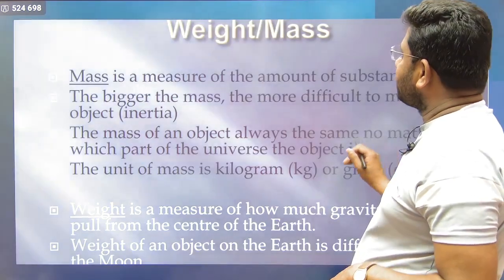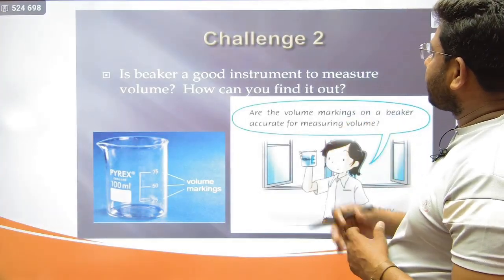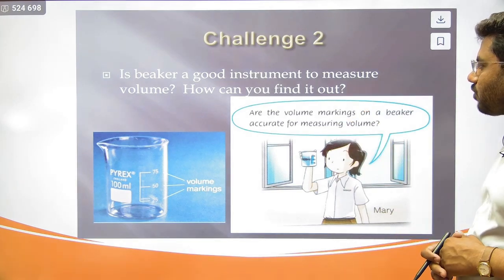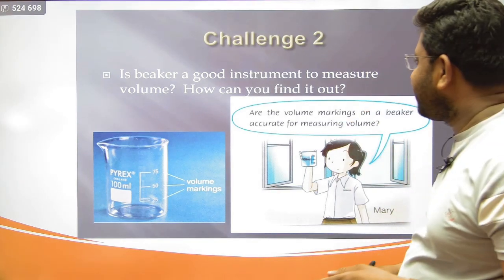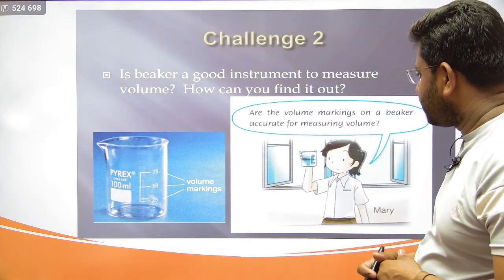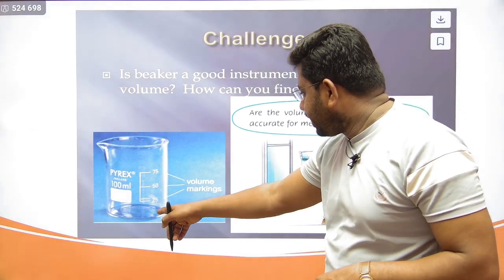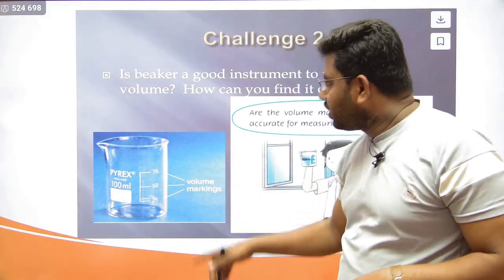Now see, the second challenge: is a beaker a good instrument to measure volume? Yes or no? You have to decide. How can you find it out? See here, the 75 is 50 and 25; the volume markings are already given here.